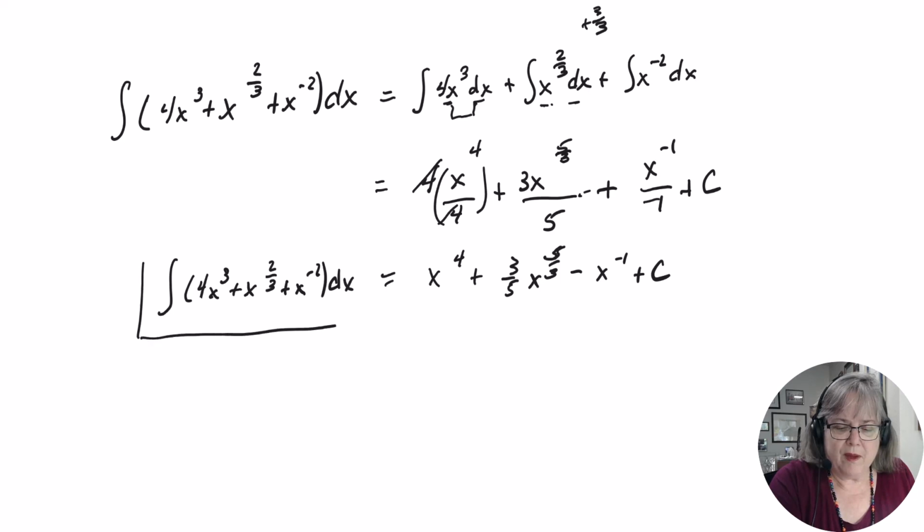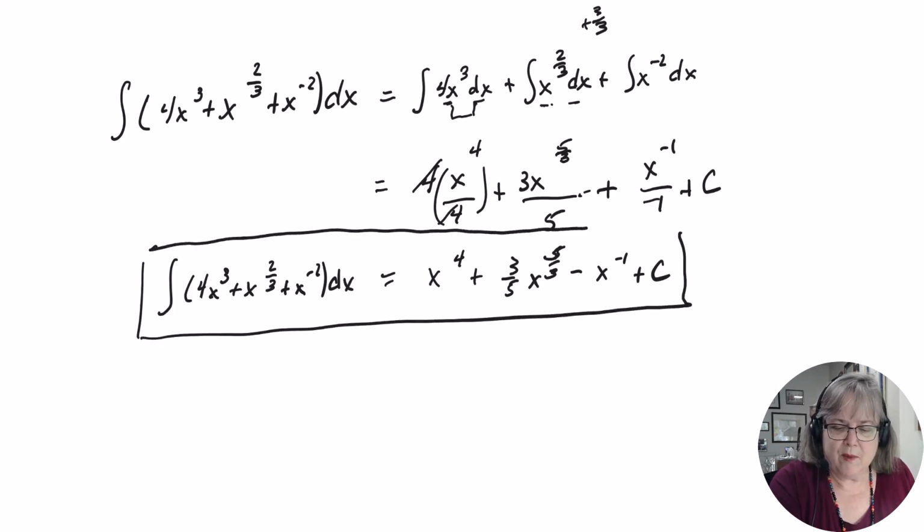All right, now, sometimes, remember when we took the derivative, I said it's normally good form to return the answer in the same format that the question was given. And since this had negative exponents, this has negative exponents, that's okay.